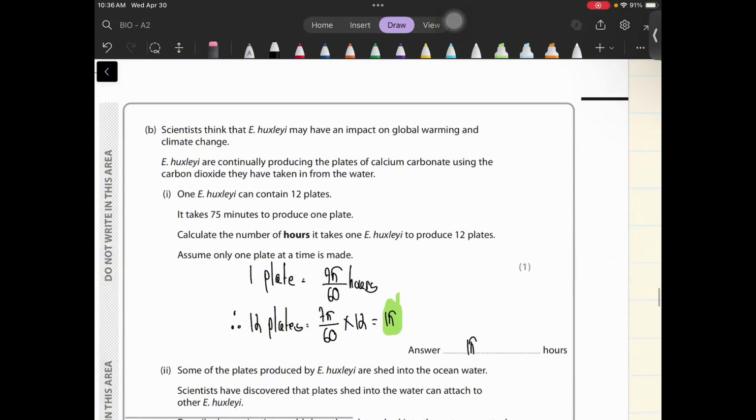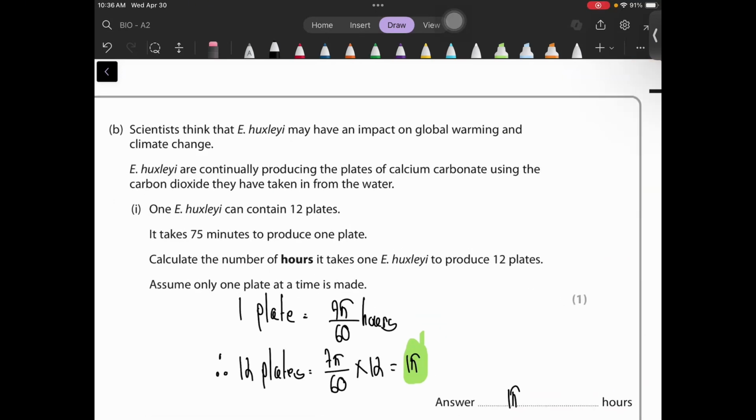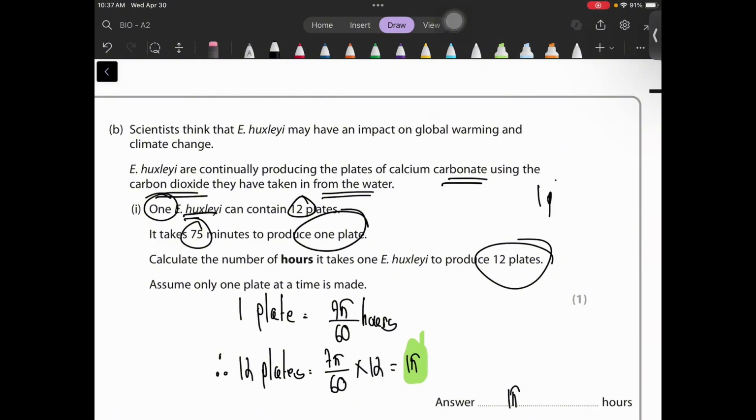Scientists think that E. huxleyi may have an impact on global warming and climate change. E. huxleyi are continuously producing plates of calcium carbonate using carbon dioxide from the seawater. One of these E. huxleyi can contain 12 plates. It takes 75 minutes to produce one plate. Calculate the number of hours taken. To make one plate it takes 75 minutes, but you have to convert this into hours, and to do that you divide by 60. And therefore, for 12 plates, how many hours does it take, in the basic unitary method?